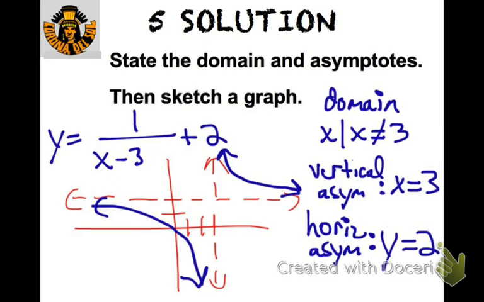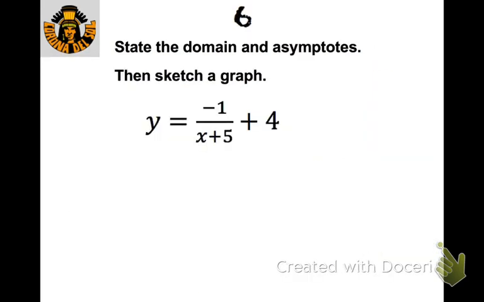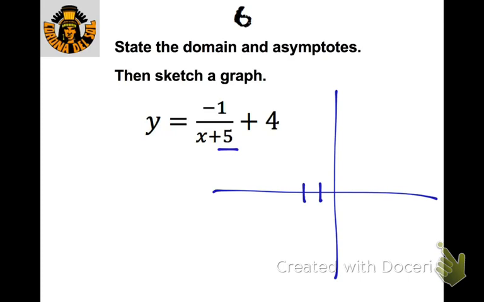All right, another one of these is very similar. The x plus 5 shifts the graph 5 units to the left. So we go 1, 2, 3, 4, 5. Nice dotted line there. And then the horizontal asymptote is 4 units up.